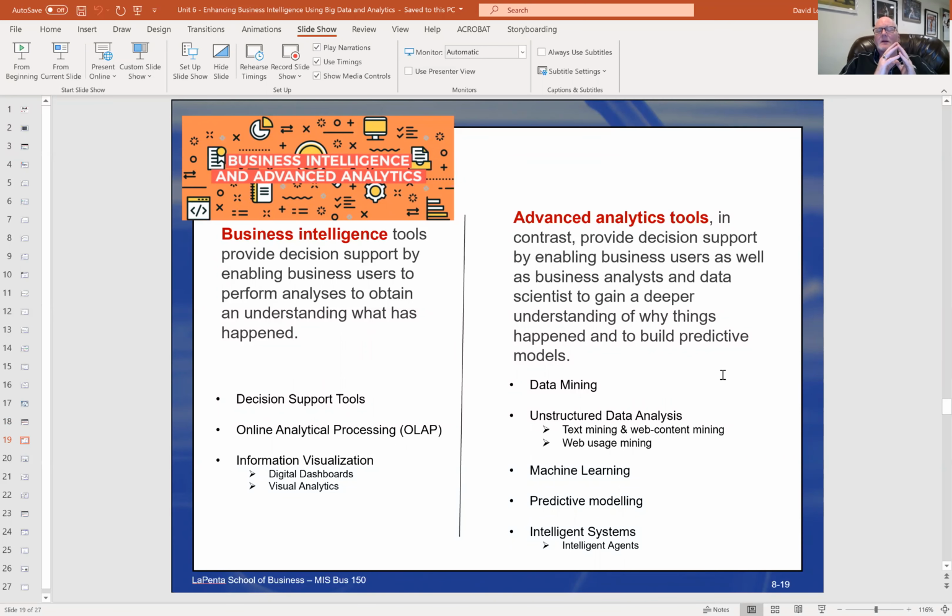And then there are these advanced analytical tools, which are more about predicting the future, taking the data, gaining insight from it, and trying to see what's going to happen. And there's a lot in here. There's data mining tools, unstructured data analysis, which basically means tools for data that is not relational. Machine learning, which gets us a little bit into artificial intelligence, predictive modeling, and intelligent systems. So let's go through and describe these different categories.